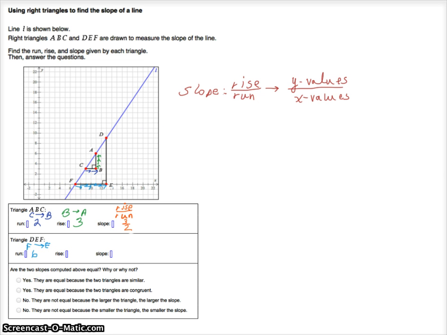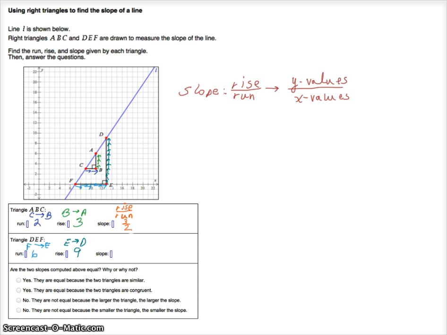Our rise, we'll change colors again. Our rise is going to be the y values, so from E up to D. We're going to go from E, so we'll go up 1, 2, 3, 4, 5, 6, 7, 8, 9 spaces. So our rise is 9, and our run is 6.